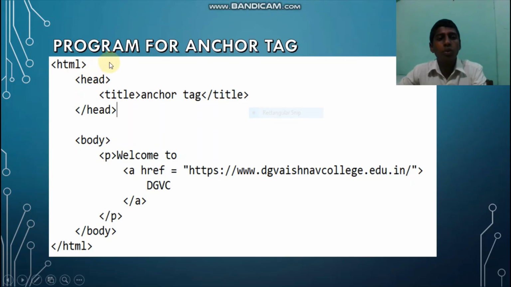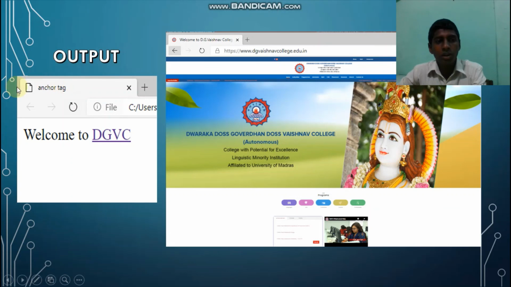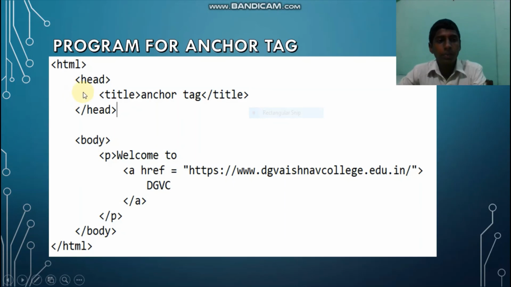See, the HTML tag is open, then head is open. In head, title, anchor tag. Title is closed here, and head. The heading section is always displayed at the top. And then comes the body. In the body section, here comes the paragraph tag. Welcome to. Here it is the a, and inside the angular brackets is known as the anchor tag, and href.